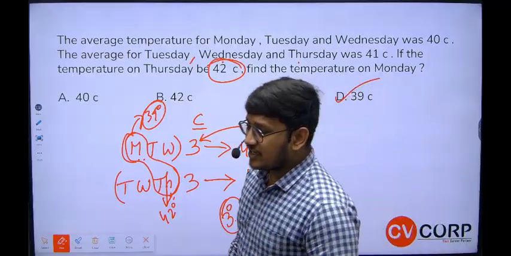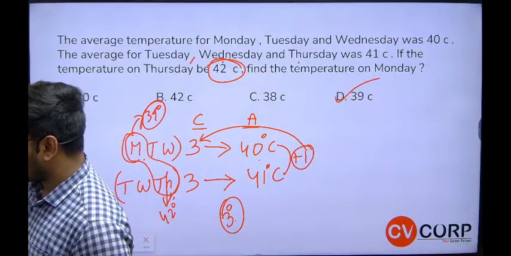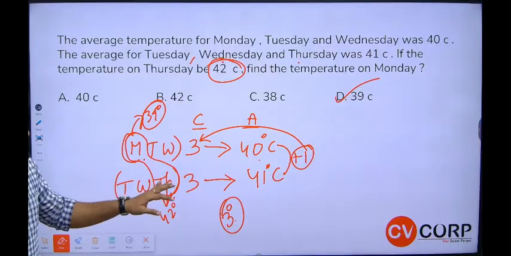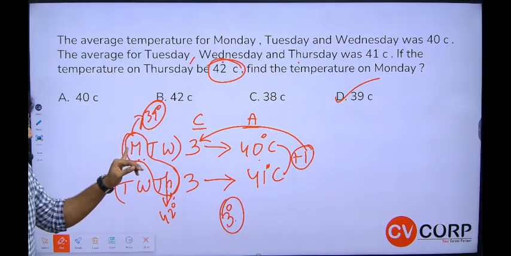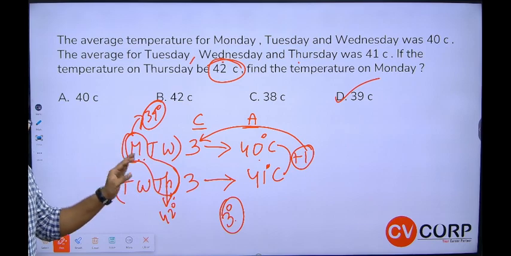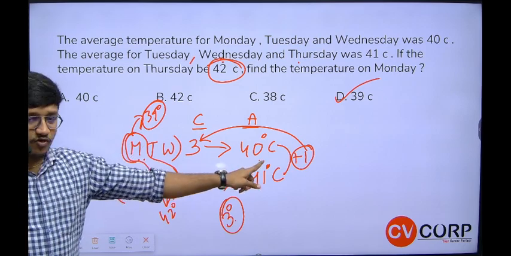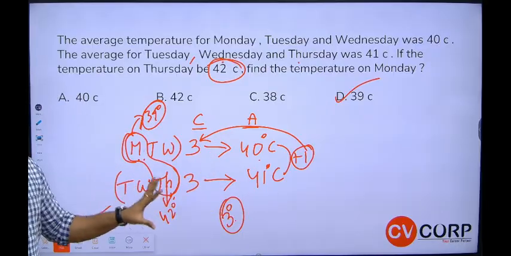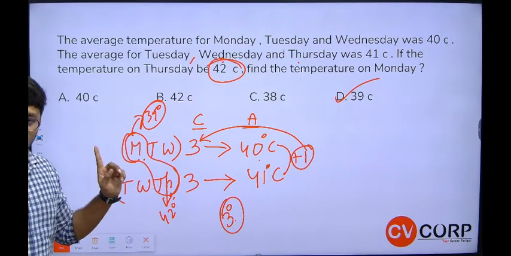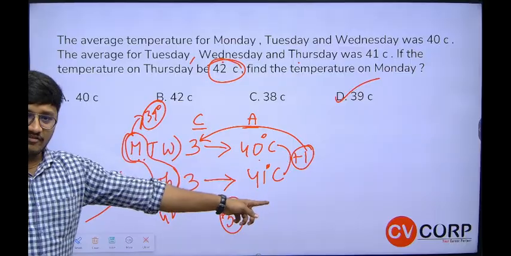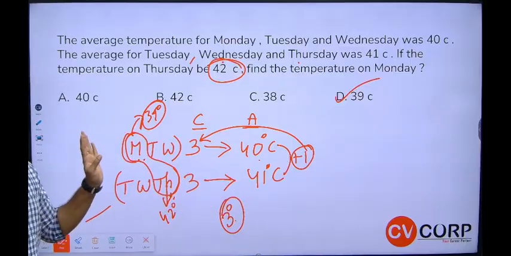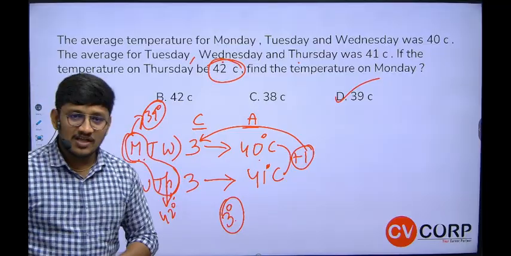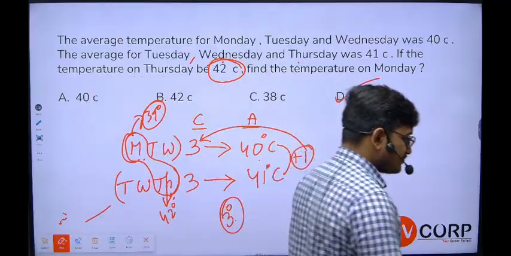Simple logic, guys. It's all about how you understand the question. Are you clear about this question? Don't get confused about Monday and Thursday. Very simple, you just check the logic. When Monday was there, the average is 40. When Thursday was there, the average is 41. So which temperature is more? Definitely Thursday's, because when Thursday is there, the average has more temperature. That's the reason Thursday is more than Monday, or Monday is less than Thursday. Both are the same. Hope you all are clear. Let's move on to the next one.